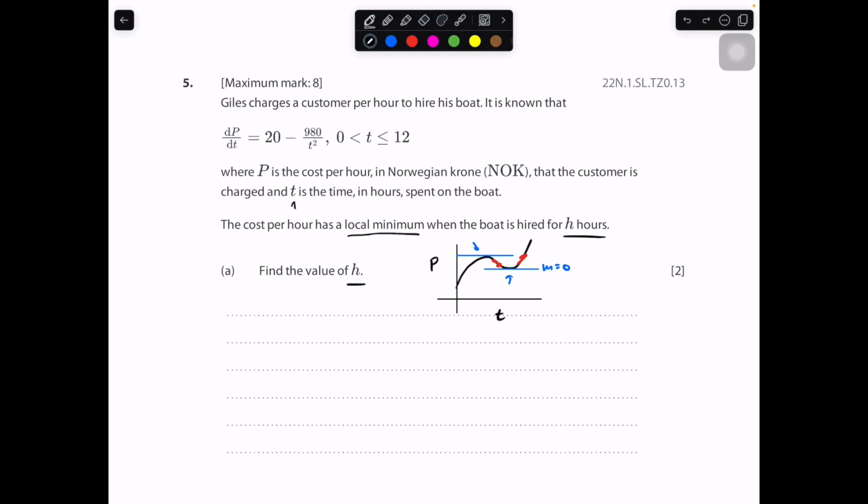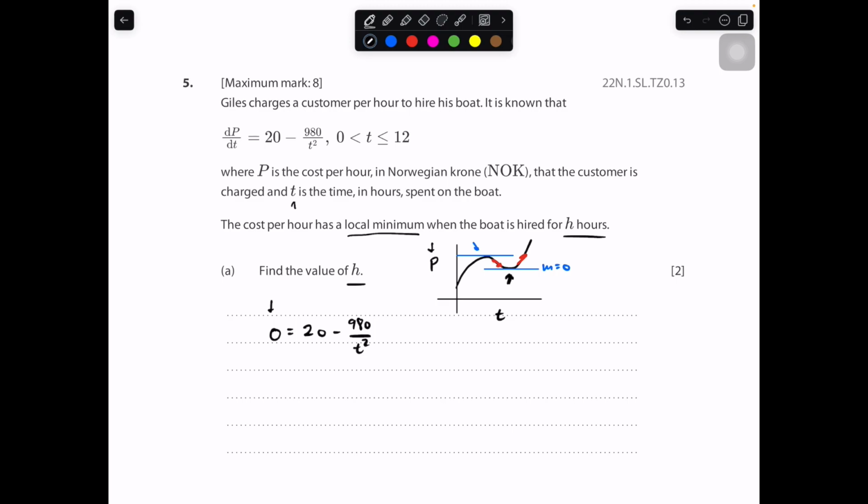And if we set our derivative equal to 0, we should be able to find that local minimum. That's what they're telling us. The cost per hour for some given time has a local minimum when the boat is hired for h hours. So we're looking for this point right here, the point at which it has a local minimum, when m is equal to 0. So we have the slope equal to 0: 20 minus 980 over t squared.